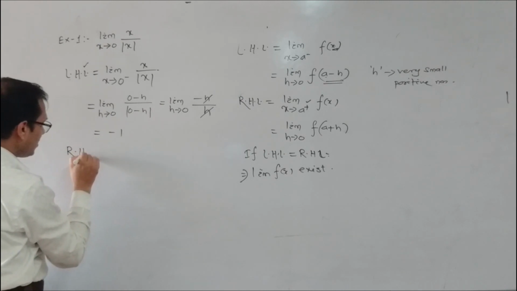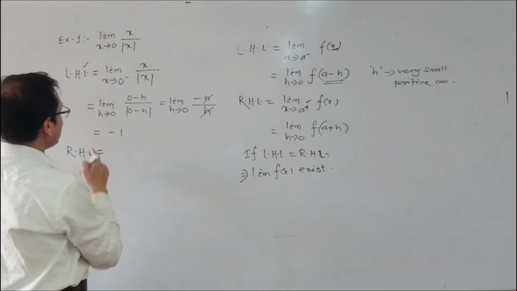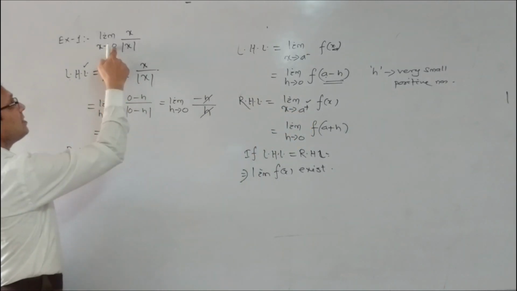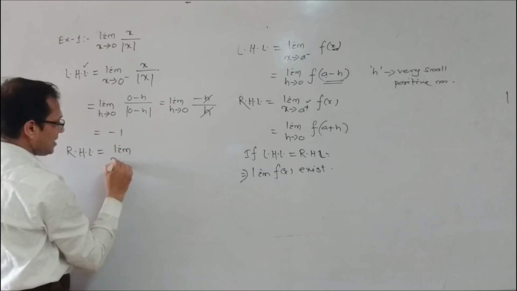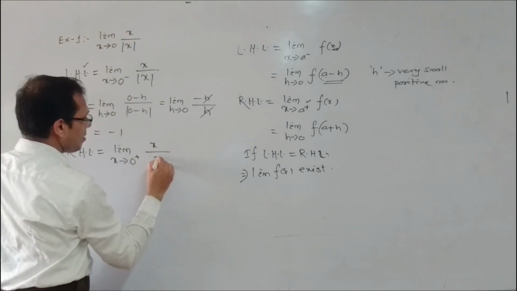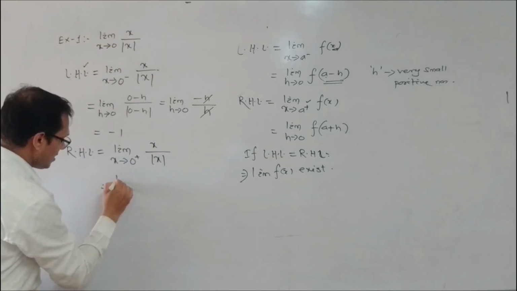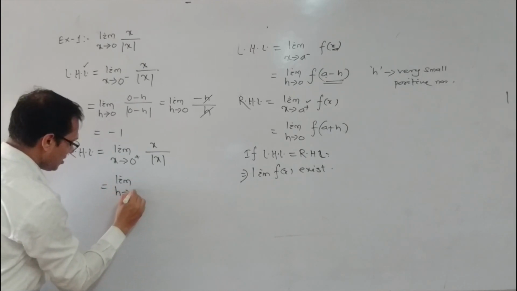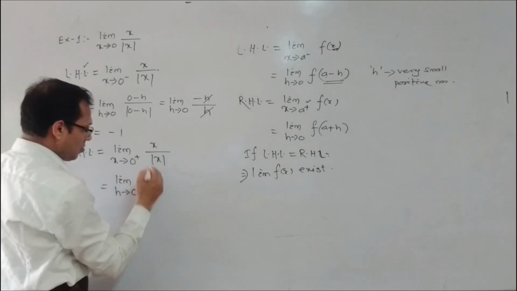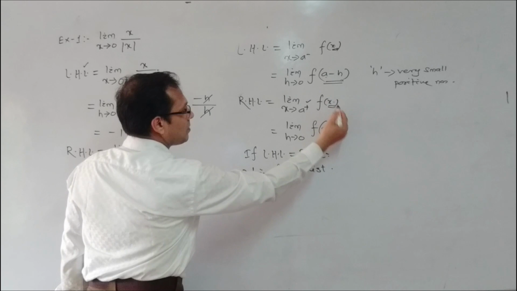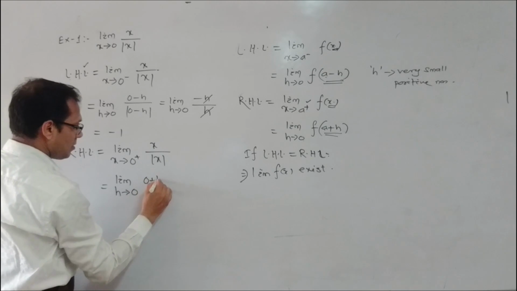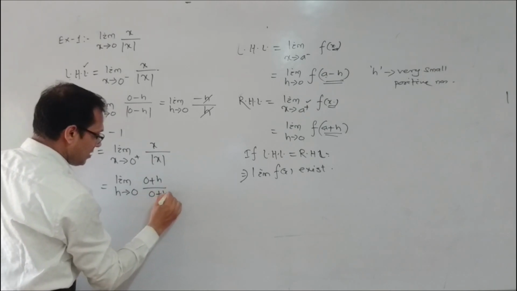Now we have to evaluate the right hand limit. What is the right hand limit? Right hand limit means limit x tends to a plus. Here a is 0. So limit x tends to 0 plus. What is f(x)? x by modulus x. That means limit h tends to 0. Why h? h is a very small number. So x should be replaced by a plus h. Here a is 0. So 0 plus h by modulus of 0 plus h.